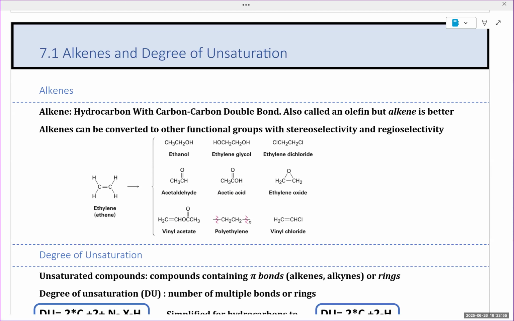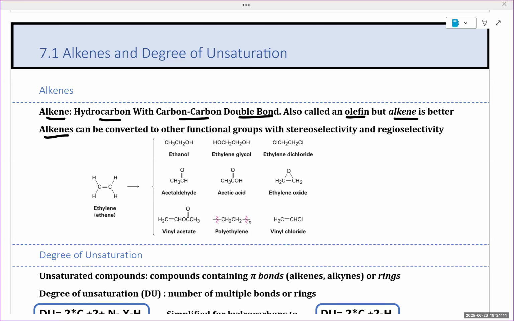First and foremost, what is an alkene? An alkene is a hydrocarbon containing a carbon-carbon double bond. Alkenes can also be called olefins, but alkene is a more accurate and more commonly used descriptor. Why do we care about alkenes?